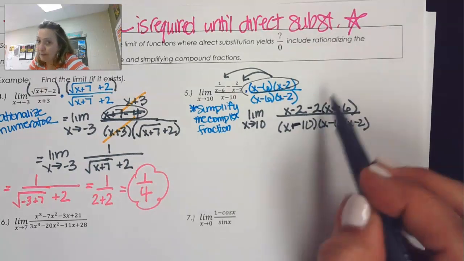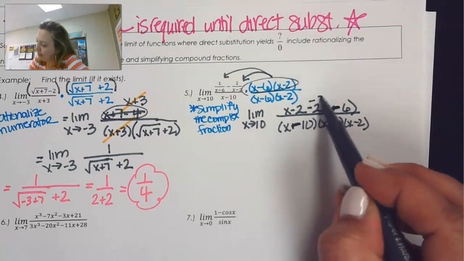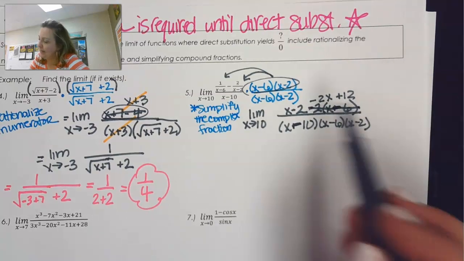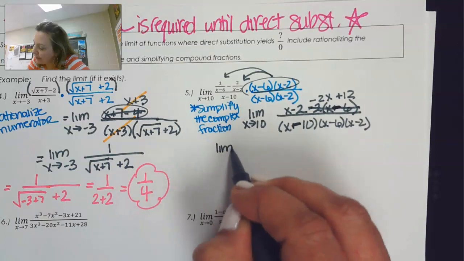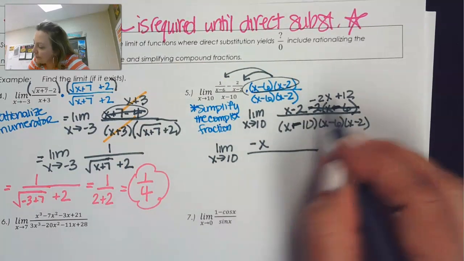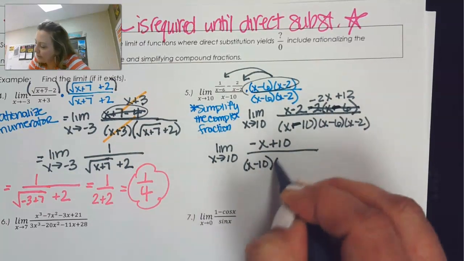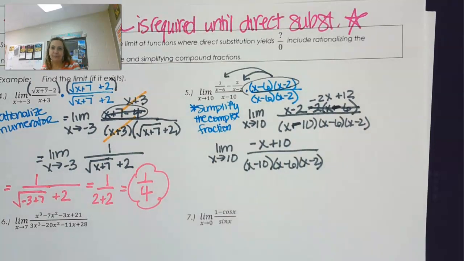So we'll distribute up here. This gives me x minus 2. If I distribute here, this gives me -2x plus 12. And if I combine like terms here, that gives me -x. Let me write the limit. That gives me -x plus 10. And then I have the denominator is still x minus 10, x minus 6, x minus 2.